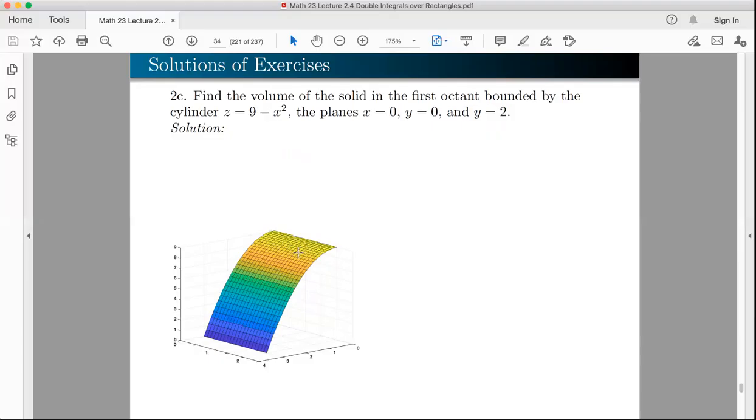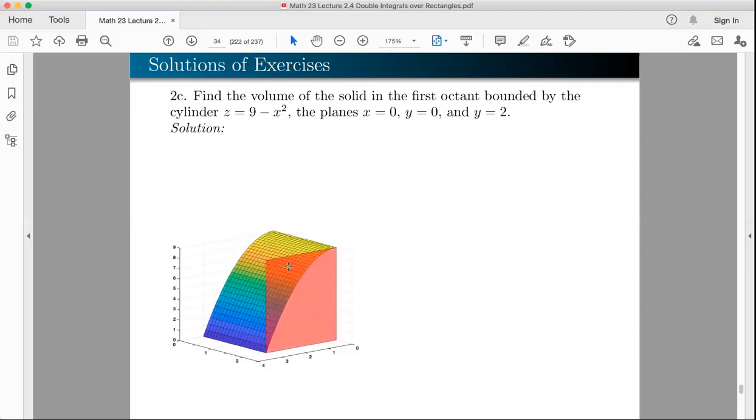Take note that your surface will intersect the xy plane when x is equal to 3. And how do you get that? You just take note that the xy plane is z equals 0. So when z is 0, you set 9 minus x squared equals 0, and that gives you x squared is 9, or x is plus or minus 3. Since we are considering only the first octant, x is positive, so we take x is 3.